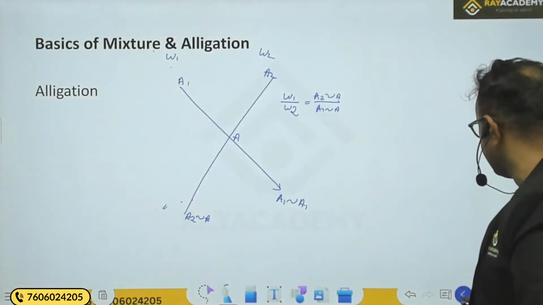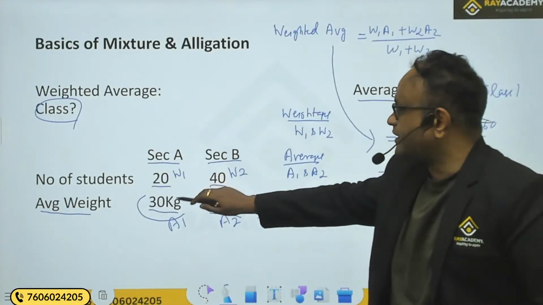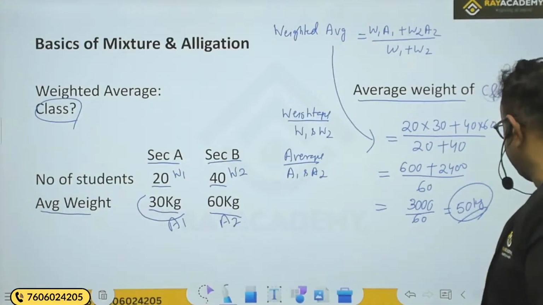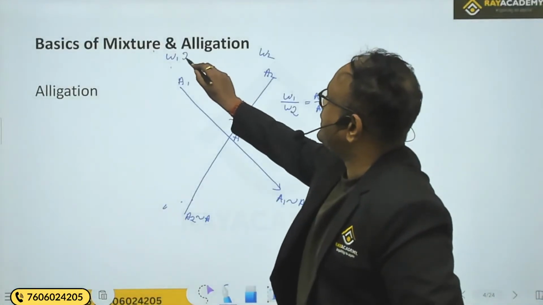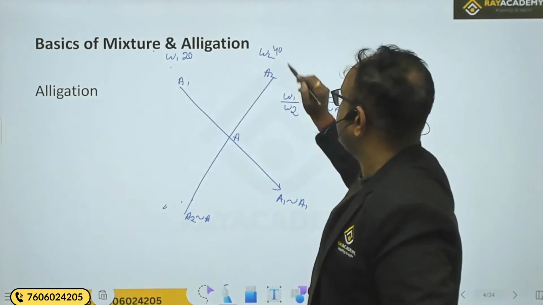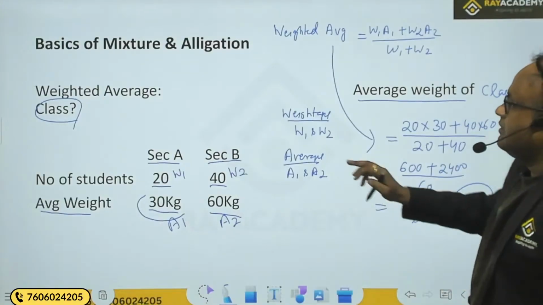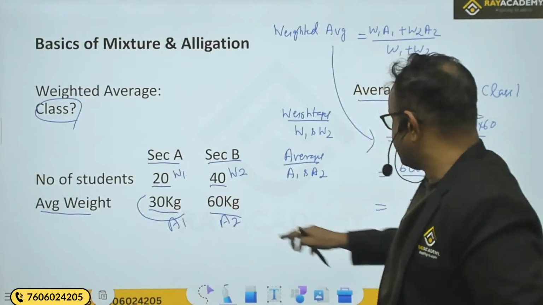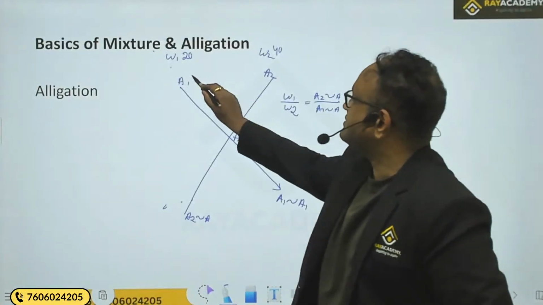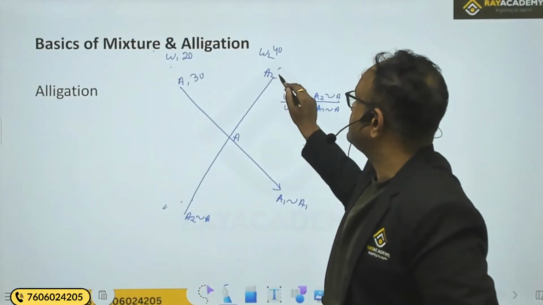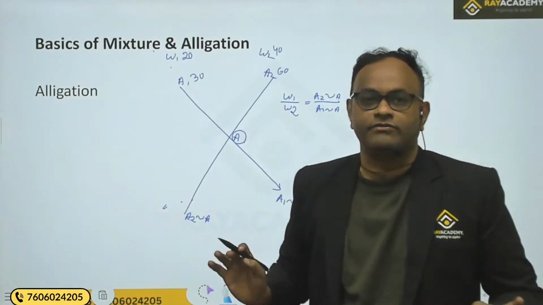Now let us go back to the first question which we discussed and do it through alligation. If you see, W1 is 20, W2 is 40. Let us first put the values here, 20 and 40. And what was A1, A2 in the first figure? This is 30 and 60. You put it here. A is what? You don't know. You need to find it out.